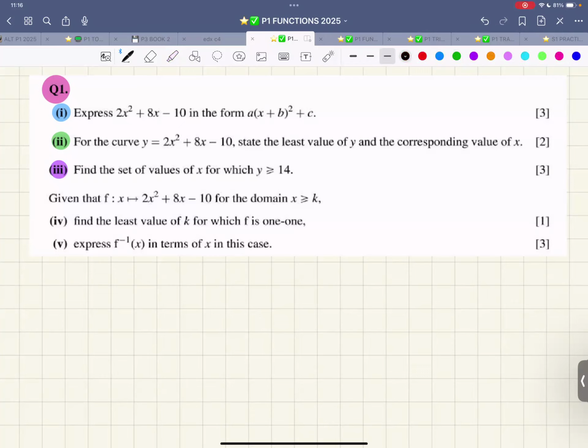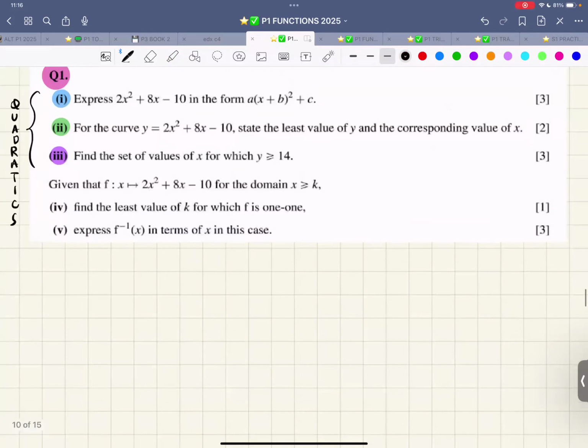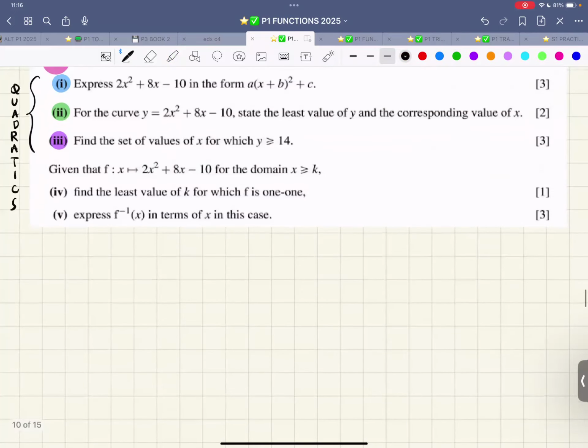So the first 3 parts are completely related to quadratics, and the rest of the parts are related to functions. So first, focus on quadratics. Now, the blue part, right over here, that is part number 1. That is about the completing square method. We have to show the whole process.